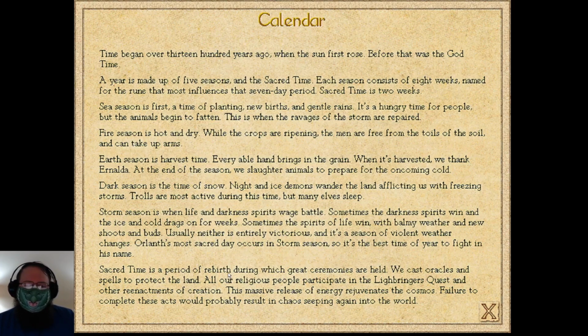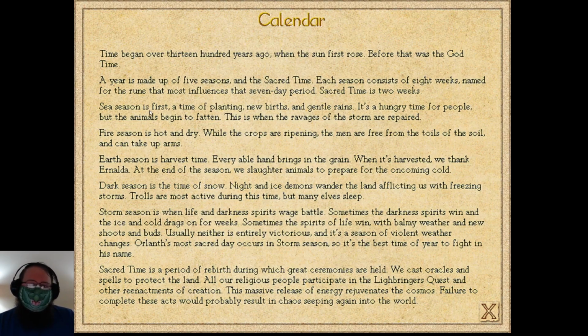And then sacred time is a period of rebirth during which great ceremonies are held. We cast oracles and spells to protect the land. All our religious people participate in the Lightbringer's quest and other reenactments of creation. This massive release of energy rejuvenates the cosmos. Failure to complete these acts would probably result in chaos seeping again into our world.